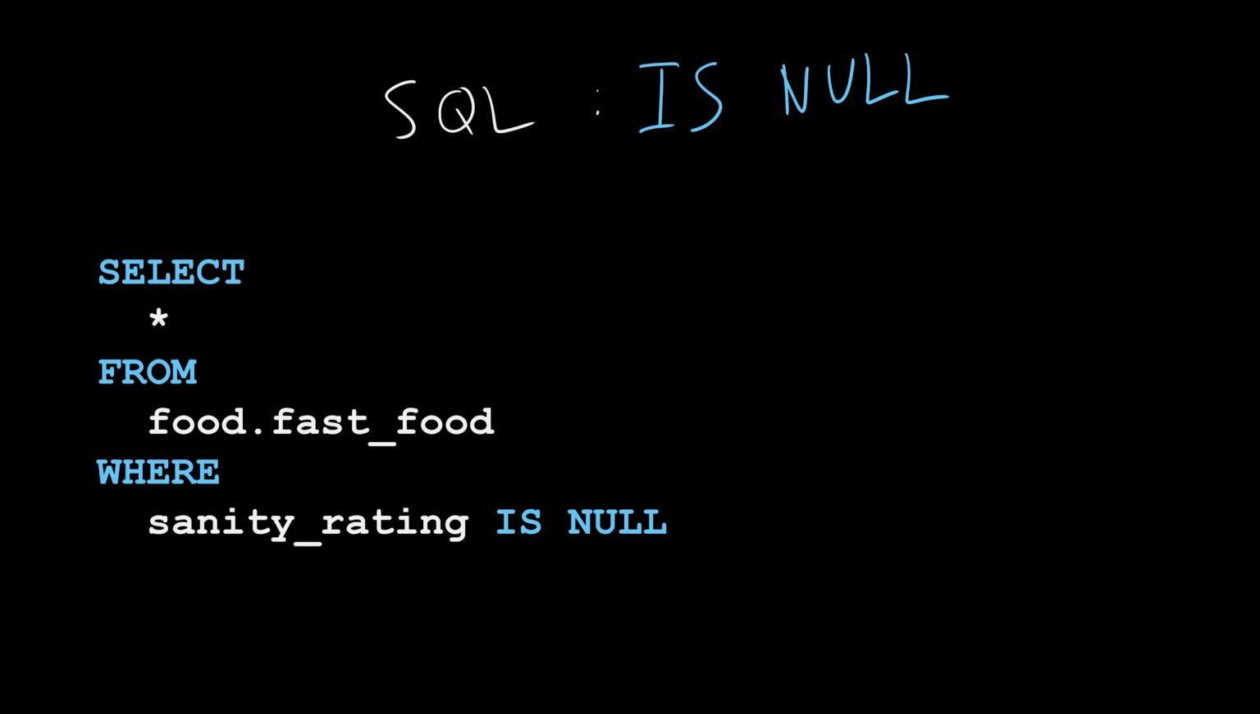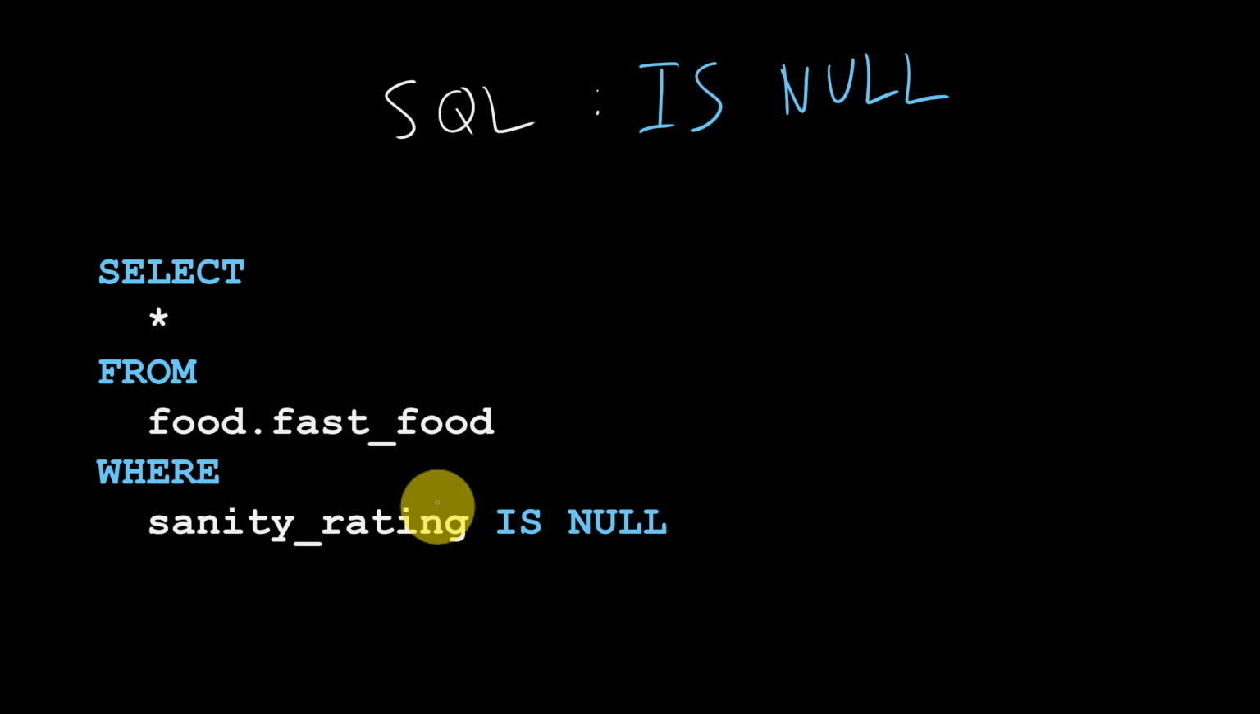All right, so there is a logical operator in SQL, which is IS NULL, which is what we have here. This allows you to check for null values. Null values means there's no value. So as you can see, here's an example. It says select star from food.fastfood where sanity rating is null.